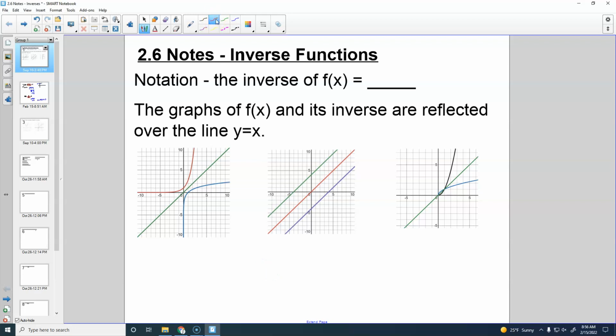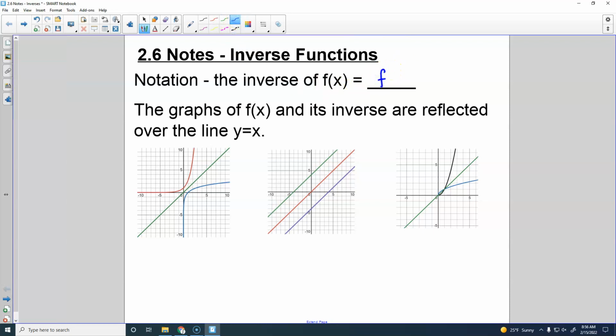So inverse functions, the inverse of f of x, we write that as f to the negative 1 of x. So that notation there indicates that it's the inverse of f.